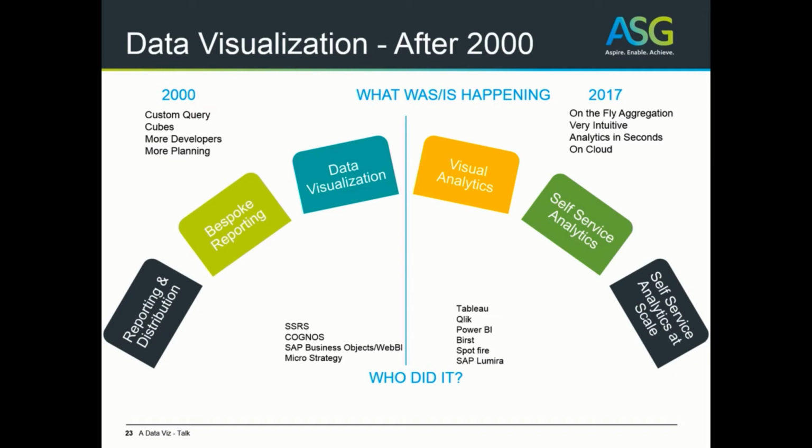So when it comes to the 2000s, it's all about bespoke reporting and distributing directly to their mailbox and visualizing using the cubes. But when it comes to 2017, the current year, it's all about doing it on their own and from the memory, in memory. And these are all the tools right now that are ruling the market: Tableau, Qlik, Power BI, Birst, Spotfire, SAP Lumira. It's all in-memory analytics, and they are doing it very nicely. And Tableau definitely is the leader in that.